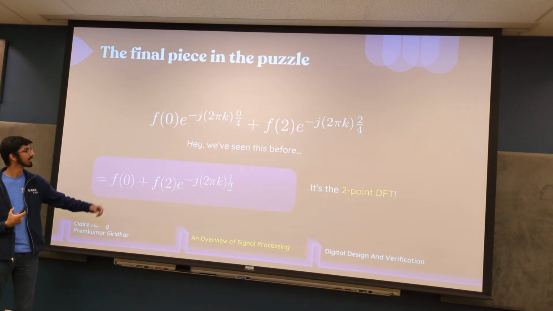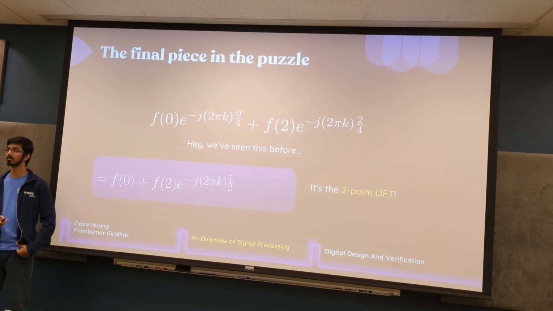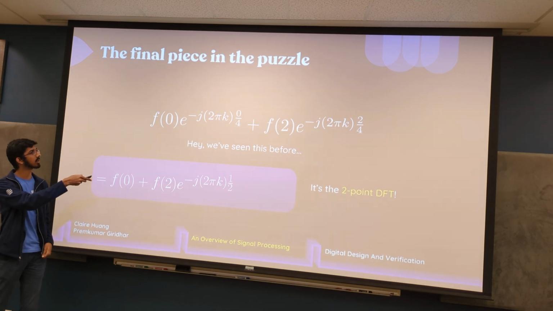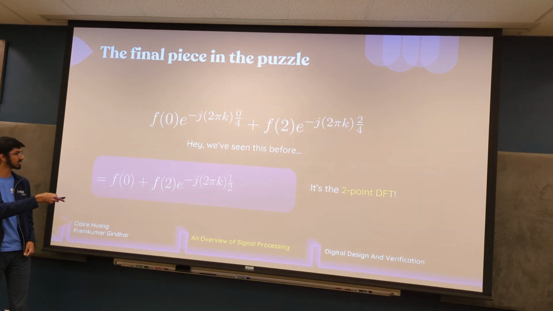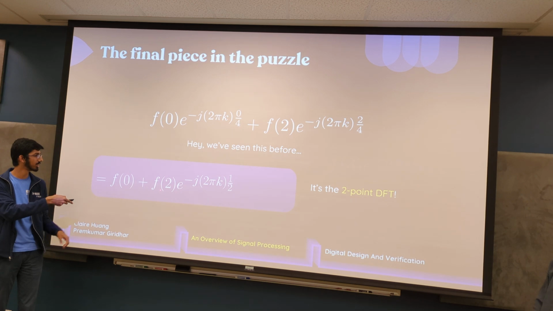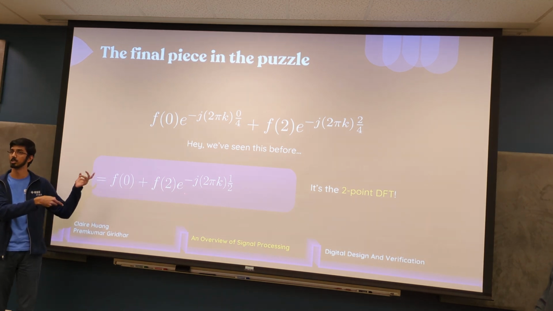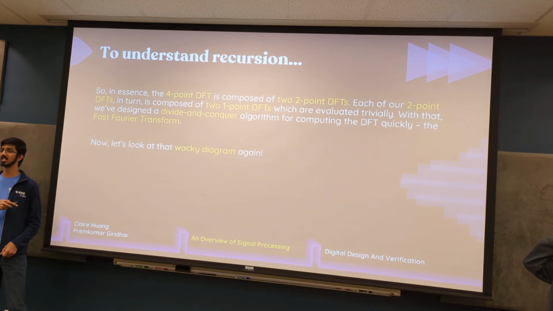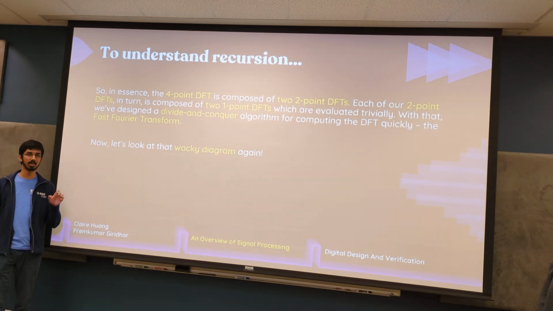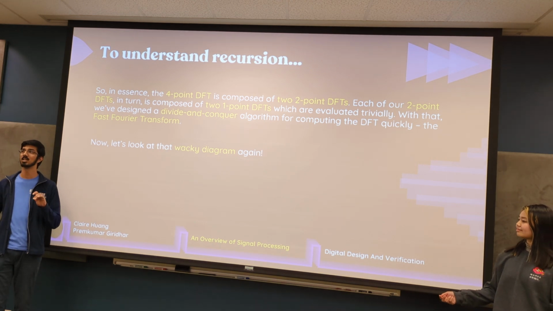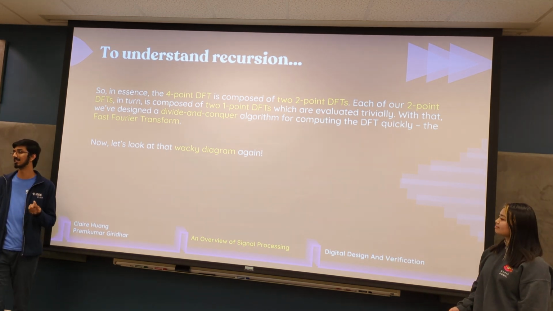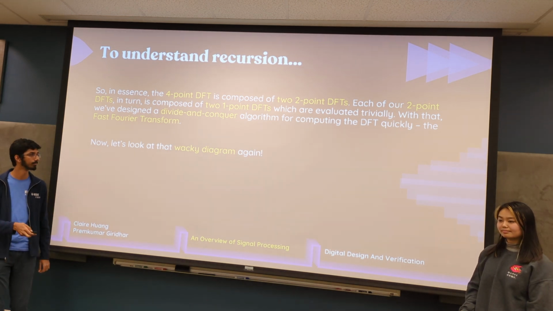Cool. Anyway, this is just to quickly recap what we just talked about. This part that we just saw in our equation is the 2-point DFT, but with f of 0 and f of 2 as our initial signal. So essentially, the 4-point DFT is a bunch of 2-point DFTs, and each of them is a bunch of 1-point DFTs. And with that, this is a divide and conquer algorithm for the DFT, which is the fast Fourier transform.